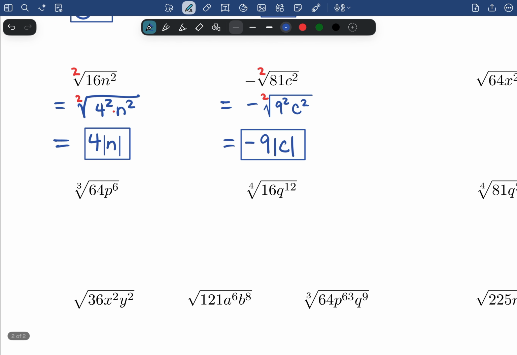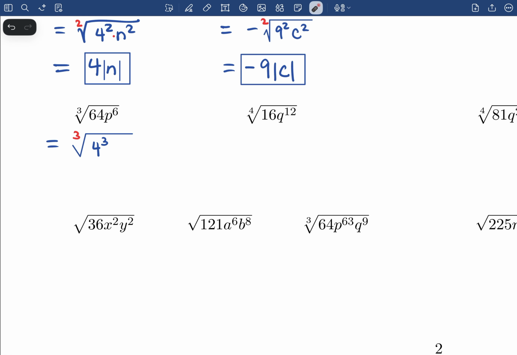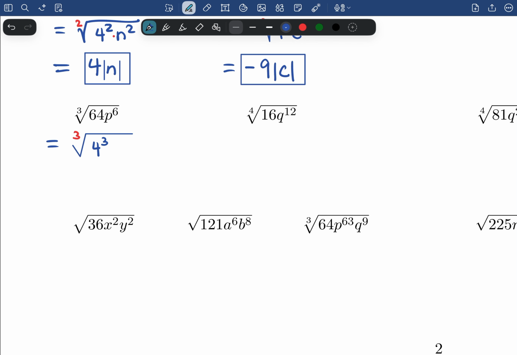All right, let's take it further. We have the cube root of 64p to the 6th. Now, let's go ahead and think of it this way. This is the cube root, so the index is 3, of 64. Now, remember, 64 is 4 cubed. So I'm going to rewrite 64 as 4 cubed. Now, it's also 8 squared, by the way, right? But we've got a cube root, so I'm not thinking in squares, I'm thinking in perfect cubes, 4 cubed. And then I've got that p to the 6th.